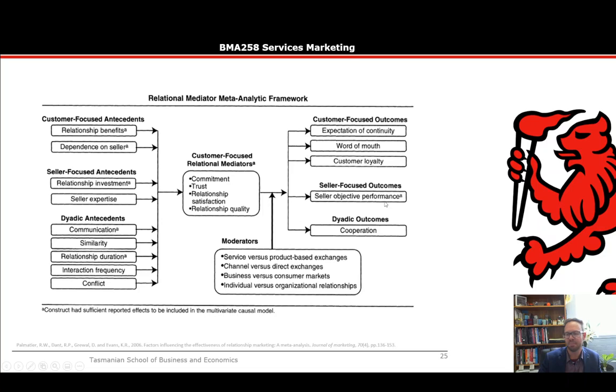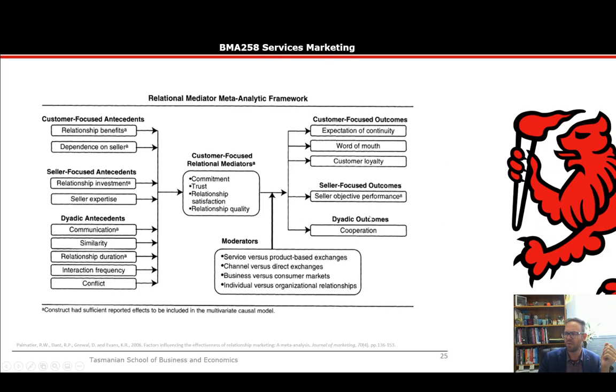which means basically making money, right? Objective performance is profit, or if you're a not-for-profit, it'd be whatever the strategic objectives of that organisation would be. So it's not always profit, but most of the time it is. Customer loyalty, which we want, word of mouth, which we want, expectation of continuity, which is customers continuing to stay with our business. All these things, and cooperation, so there's less conflict. So you might have good customer loyalty, but if you're always in conflict with your customers, that's not pleasant as well. So cooperation is one of those as well.